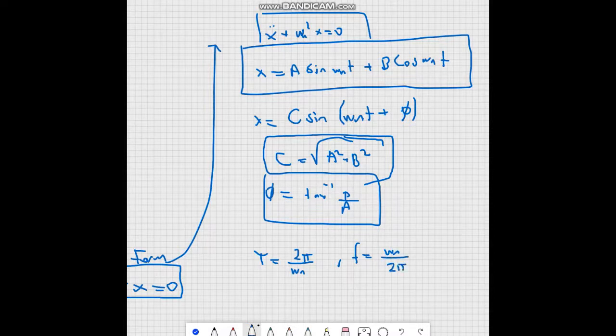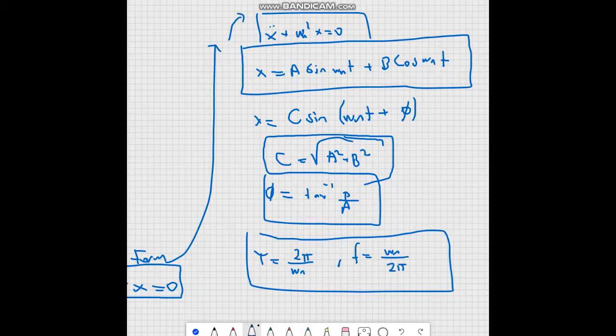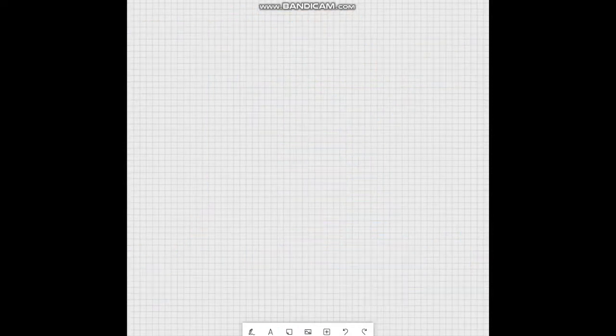So these terms we need to know, and according to the question we can show the period, we can show the frequency, and we can solve the question by using free vibration. This differential equation is the free vibration ordinary differential equation. The next one is forced vibration. All right.